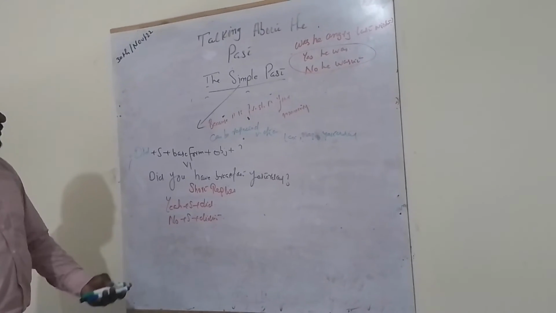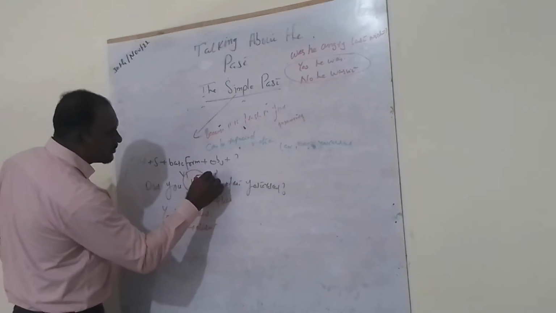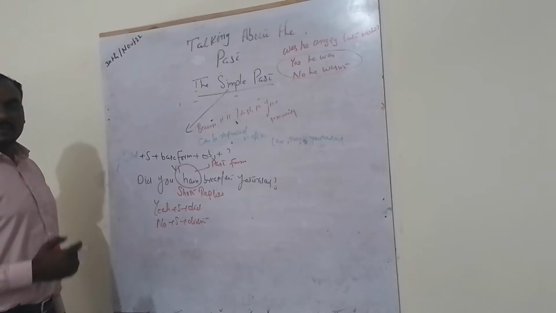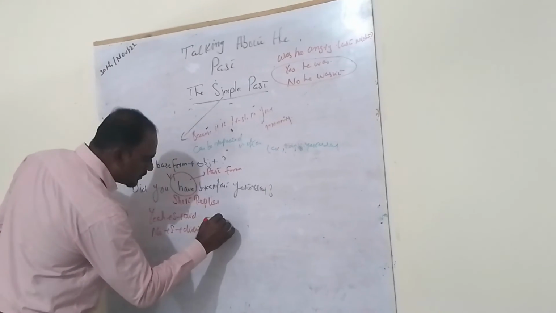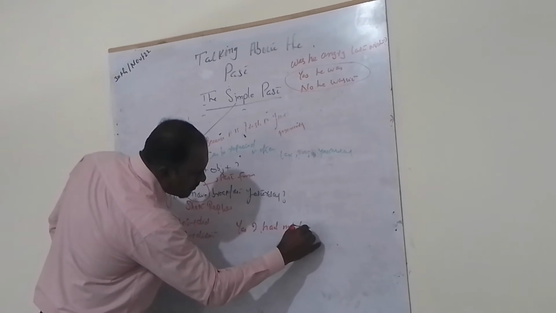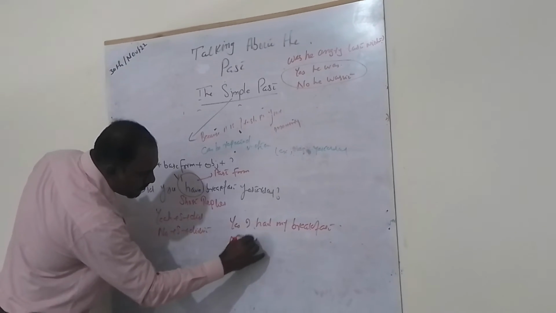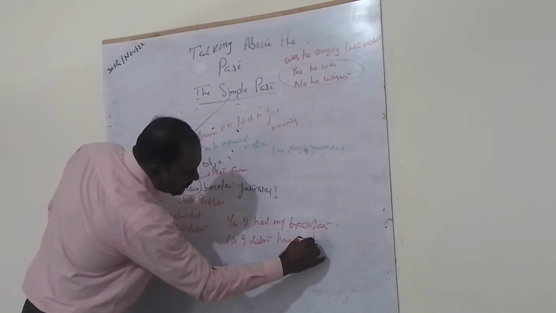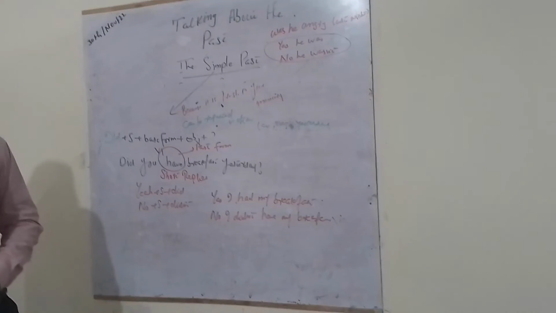If you wish to give the full information, then you will be turning the first form into the past form. What is the past form of have? Had. Yes, I had my breakfast. No, I didn't have my breakfast.